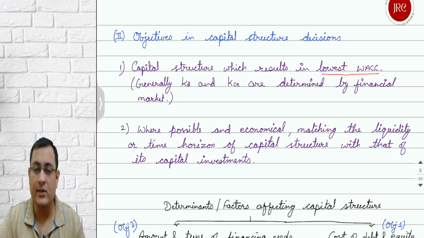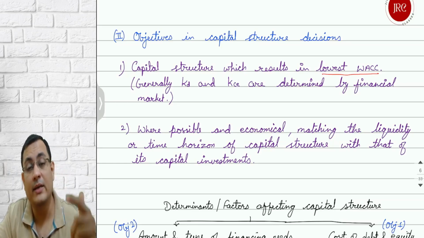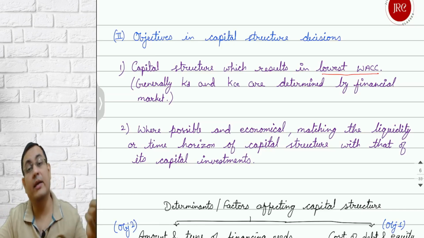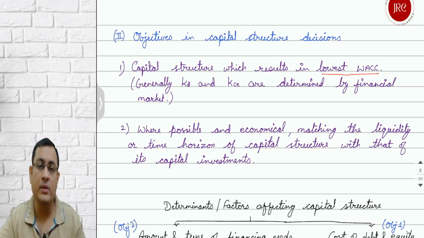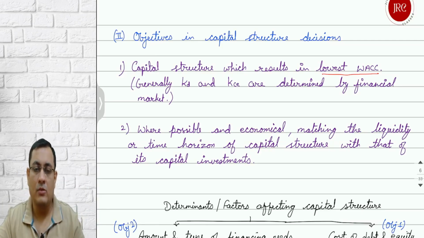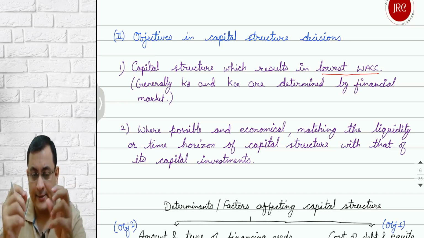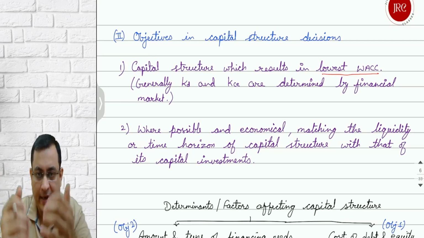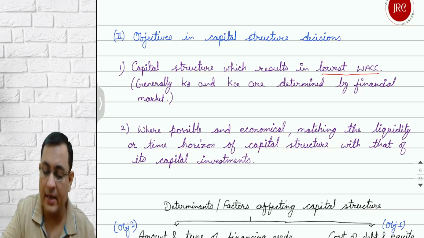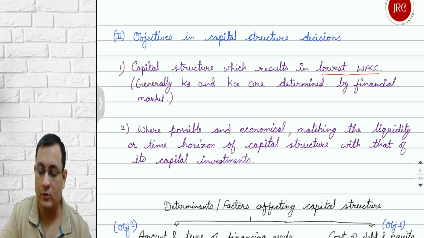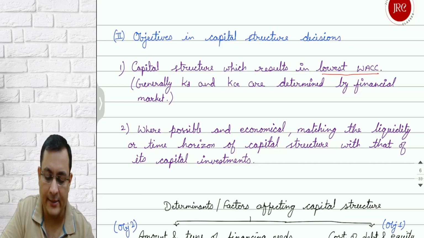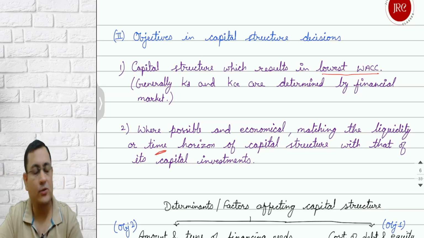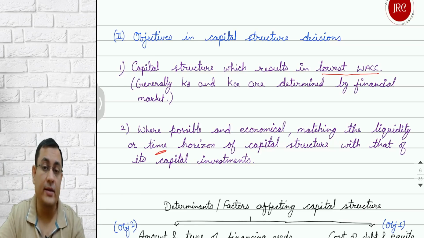In case short-term financing is used for long-term assets, the risk, the uncertainty, is called rollover risk: whether we will be able to roll over our liabilities or not. And in case we are using long-term financing for short-term assets, the cost will increase. So in an ideal situation, your asset and liabilities timing should match. That is the second objective of capital structure, where possible and economical. Of course, we have to see the cost aspect also. Matching the liquidity or timing, asset-liability matching of capital structure with that of capital investment. So the second is related to timing and the first is related to cost.